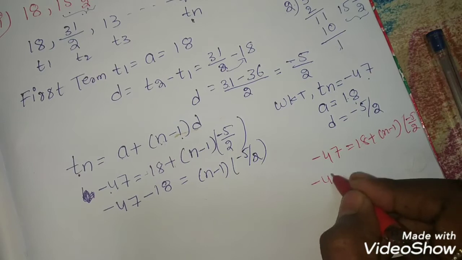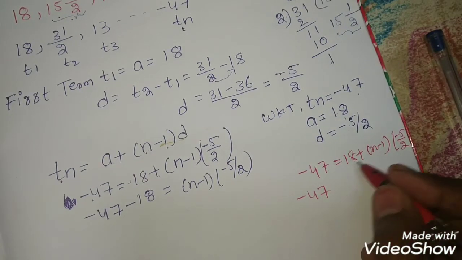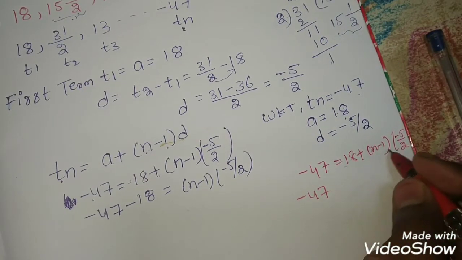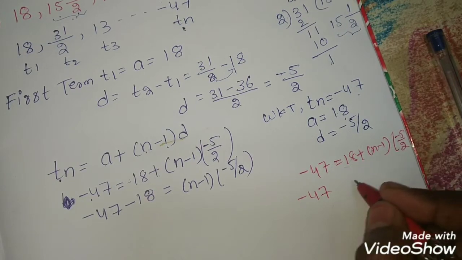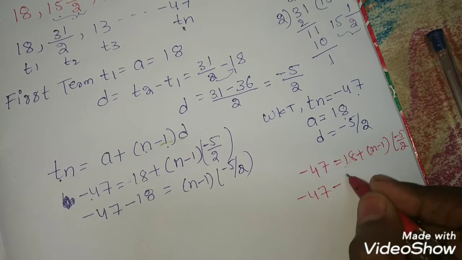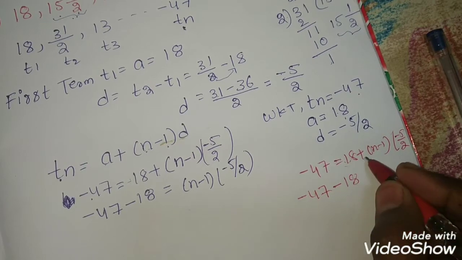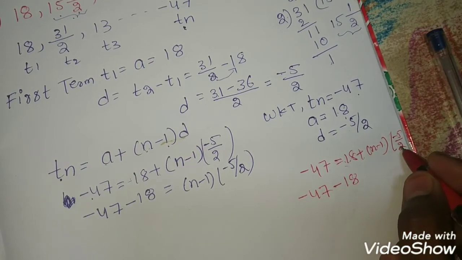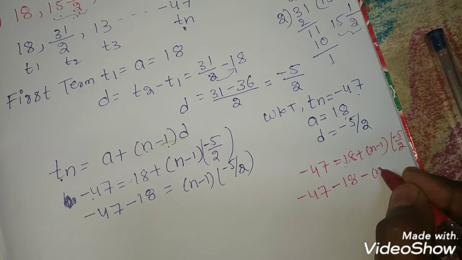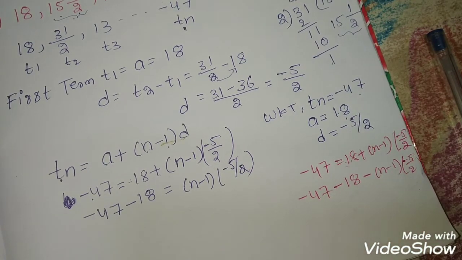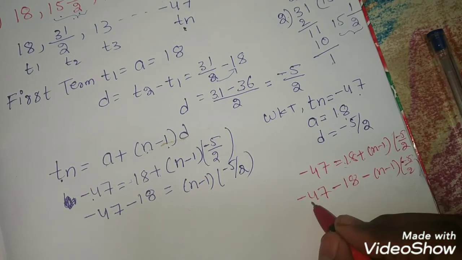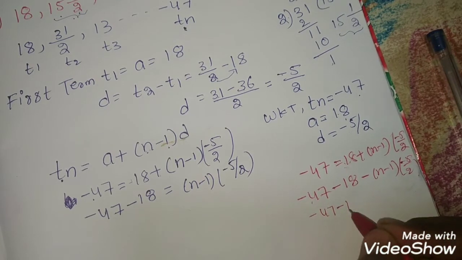So minus 47. See, on the right side we have signs. Now, if we need to take it to the left side, the signs must change like that. Minus plus 18 will become minus 18. Plus (n minus 1) into minus 5 by 2 will become minus (n minus 1) into minus 5 by 2. Okay. So now minus 47 minus 18.